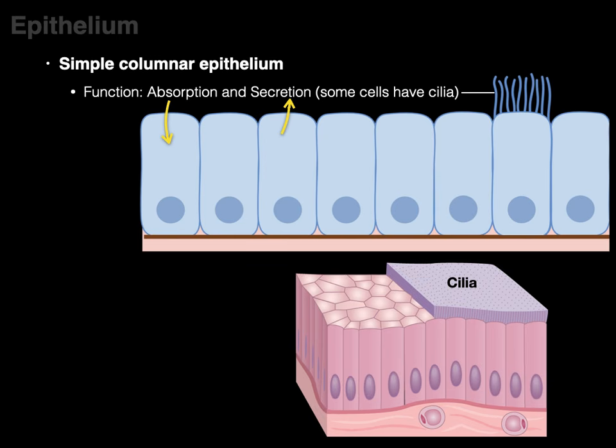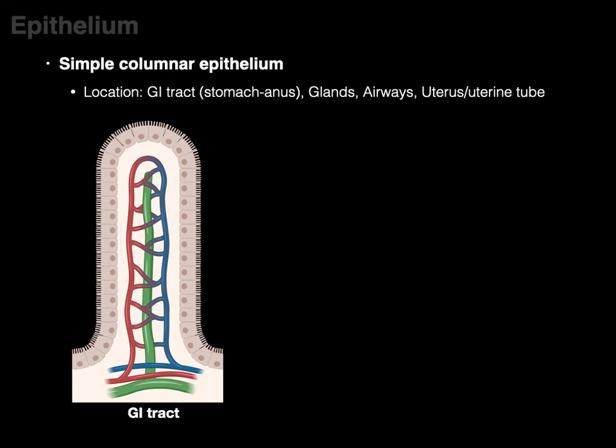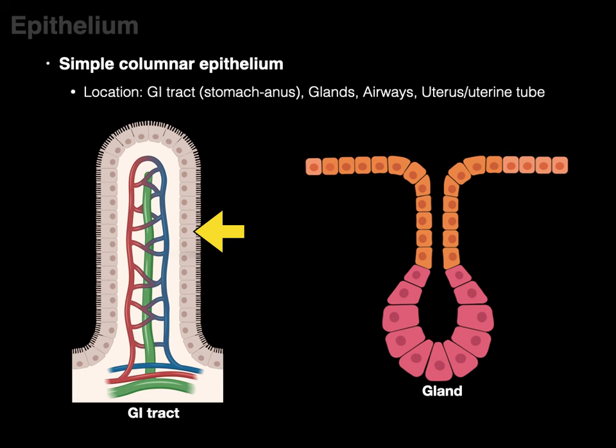That's a ciliated version on the right, and there's no cilia of that tissue on the left. Now location: the GI tract from the stomach to the anus is a big part, and then also in glands and airways and in the uterus and uterine tube. So here's the GI tract. There is simple columnar with cilia.